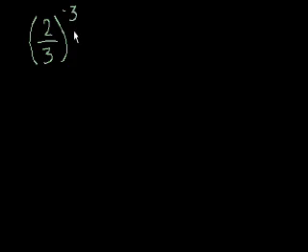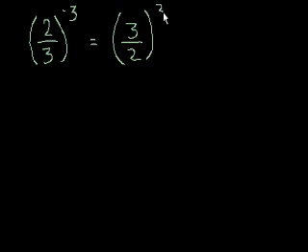What if I had 2/3 to the negative third power? Well, once again, just to make it simple, whenever I see that negative in the exponent, I want to get rid of it. So I immediately take the reciprocal of the base. The reciprocal of 2/3 is 3/2. And I raise that to the positive third power.